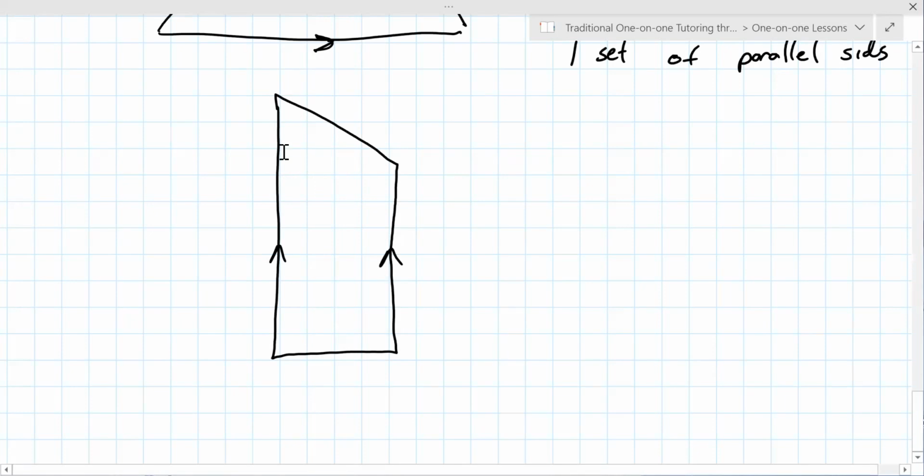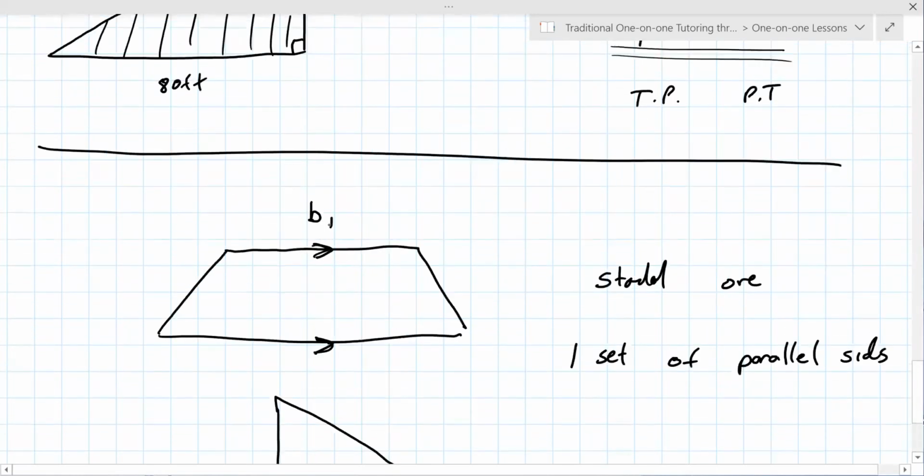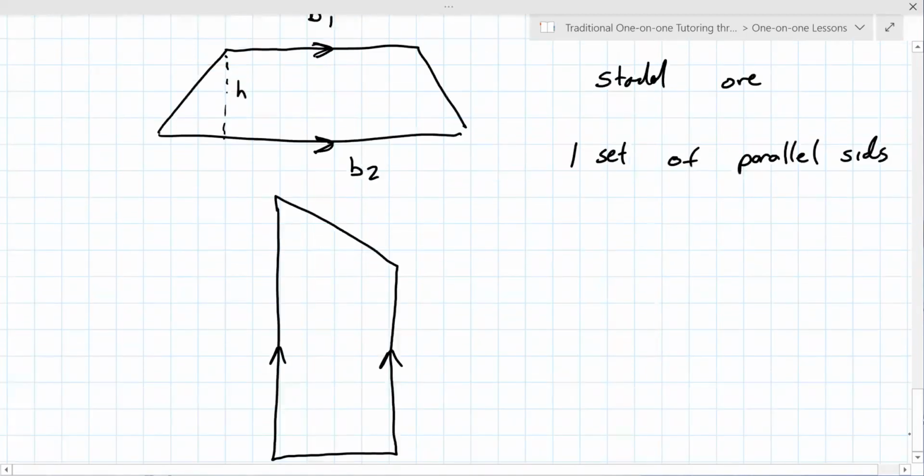All right, so let's go back here. This is considered base 1, this is considered base 2. The bases are parallel, very important here. And then the height is the height. So the area of a trapezoid, and are you going to have to memorize this? Memorize the formula, or are they going to be given? I'm going to have to memorize it.